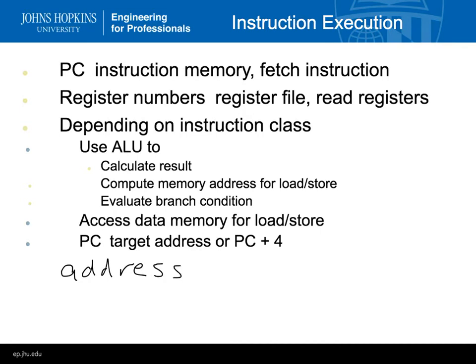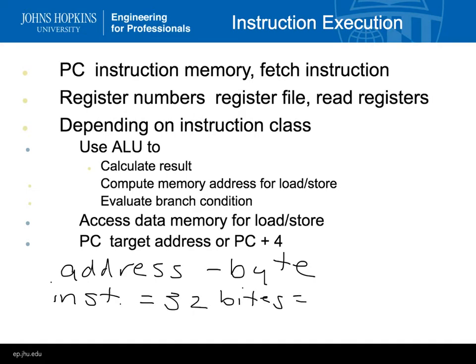And recall that addresses in MIPS are bytes. So the address is an address of a byte in memory. An instruction is 32 bits, and that's 4 bytes. So the next instruction is going to be 4 bytes later than the current one. So we update the program counter by adding 4 to it. So this is what happens when we execute an instruction. Now we're going to look at what kind of hardware we need to make that happen.